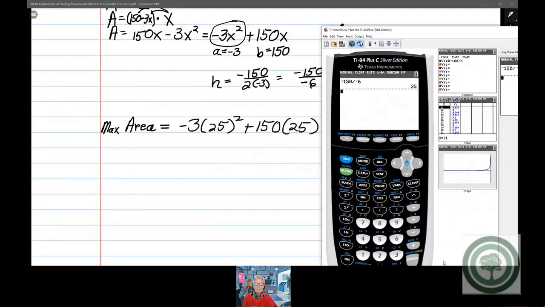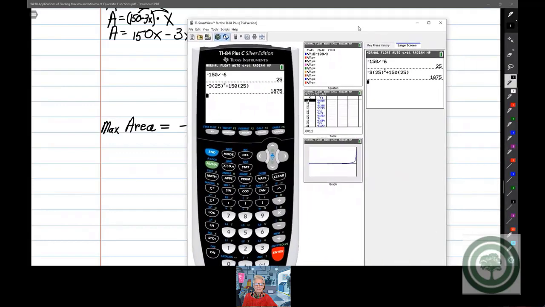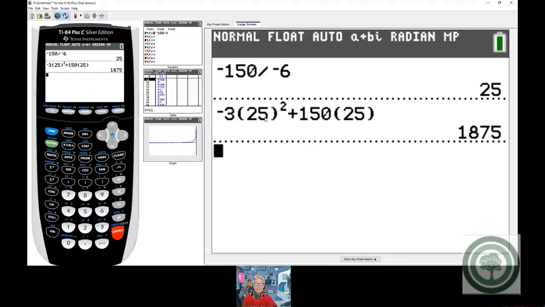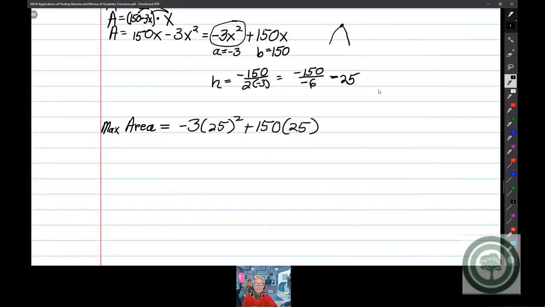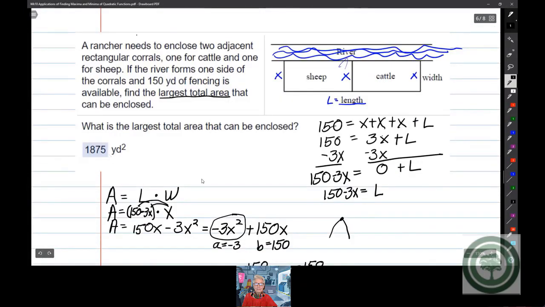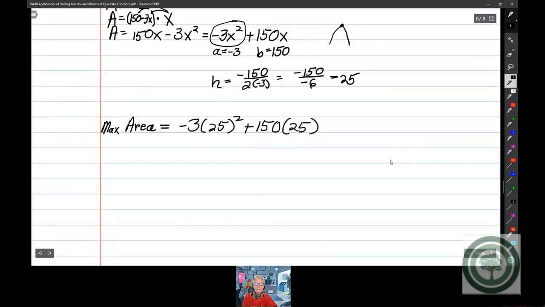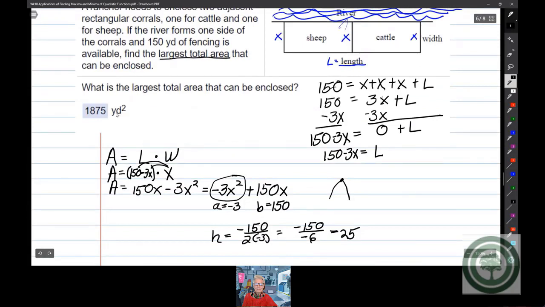Okay. Now, negative 3, parentheses 25, parentheses closed squared, plus 150, parentheses 25, parentheses closed. Enter. And there you go, negative 3 times 25 squared plus 150 times 25 equals 1875 square yards, right? It's in yards. Let's see. Yes, woohoo! There we go, this is yards. So the area, 1875, is going to be square yards.